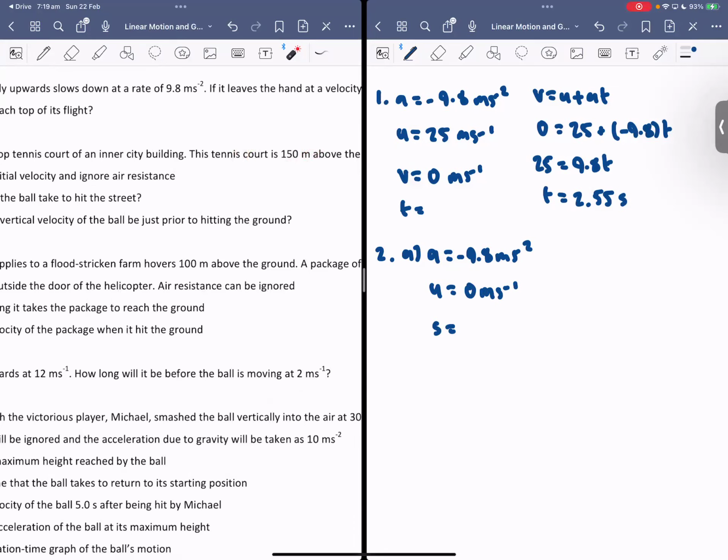So what's s? Negative 150. Hopefully no one's writing positive. The ball is not going up. The ball is going down. The displacement is not positive 150. It is negative 150.